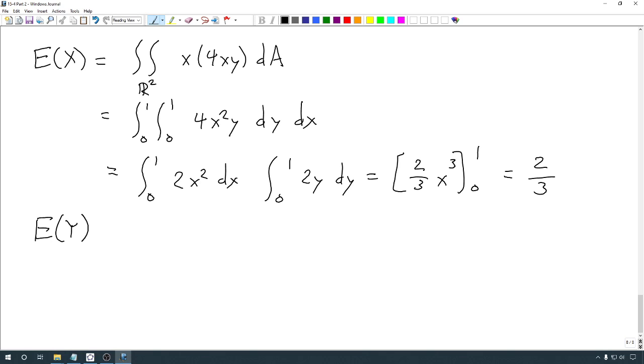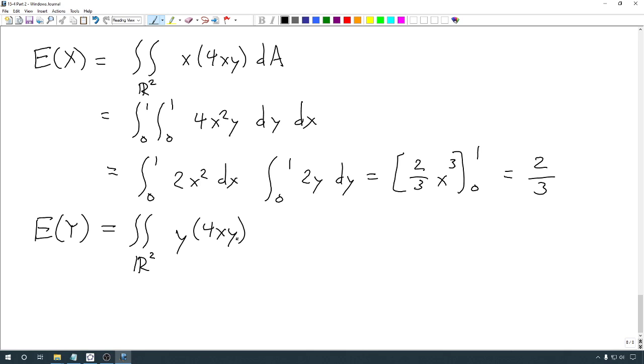E of y is actually pretty similar. What are you doing there? Keeps wanting to make them straight lines instead of follow my pen.